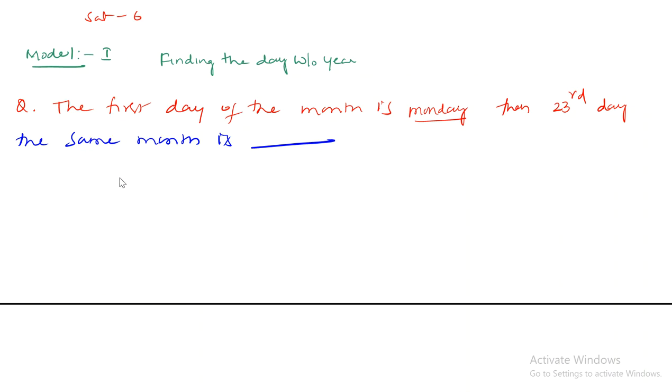First, let me take the calendar. If you take the calendar of 28 days, the 23rd day you can easily find with the calendar itself. We'll take Monday, Tuesday, Wednesday, Thursday, Friday, Saturday, and Sunday. The first day of the month is Monday, right?